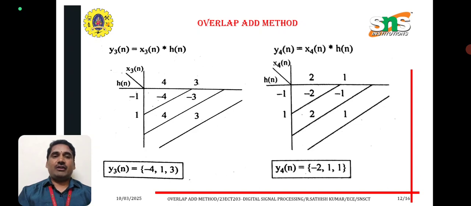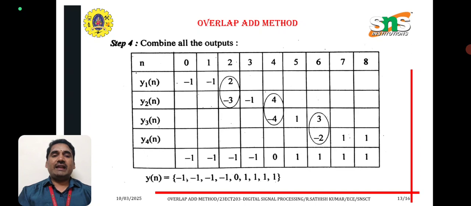y4 of n is equal to x4 of n convolved with h of n. x4 of n is 2, 1 and h of n is minus 1, 1. Now we multiply and then add together, and we get y4 of n equal to minus 2, 1, 1. Now we combine all the outputs y1 of n, y2 of n, y3 of n, y4 of n: minus 1, minus 1, 2, minus 3, minus 1, 4, minus 4, 1, 3, minus 2, 1, 1. Adding the overlapping points: minus 1, minus 3 plus 2, minus 1, minus 4 plus 4, 0, 1, 1, 1, 1. Therefore the output sequence y of n is equal to minus 1, minus 1, minus 1, minus 1, 0, 1, 1, 1, 1.